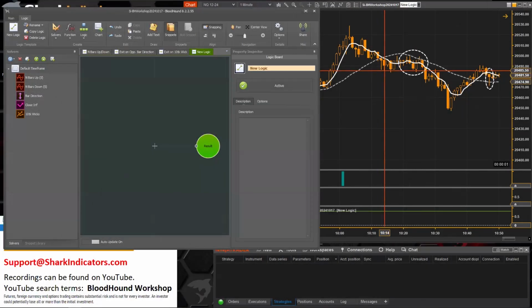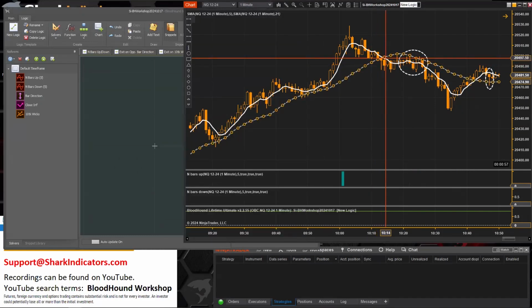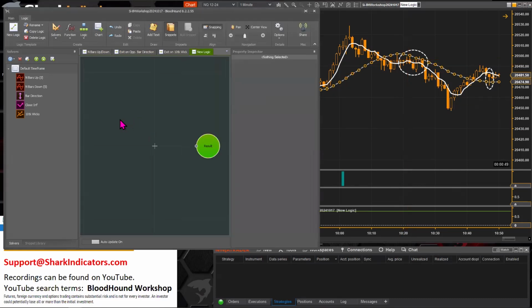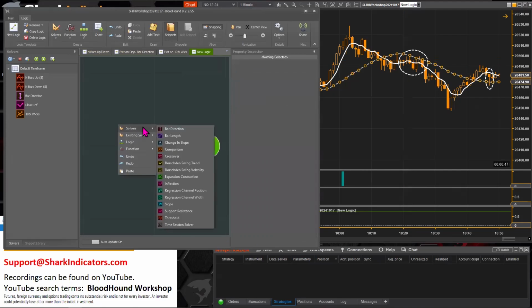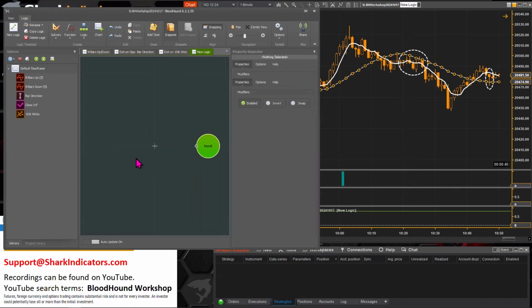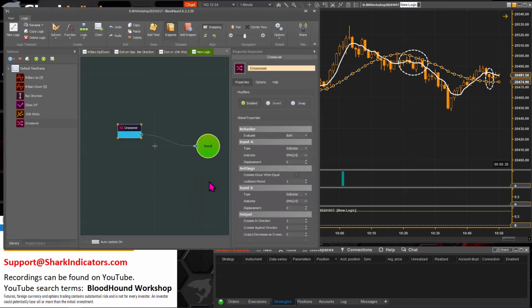What we're looking for is a moving average crossover with a pullback to the slower moving average. So let's do the crossover first. And there we go, there's our crossover solver. Connect that in. There we go. So SMA 5 and 21 period crossover.